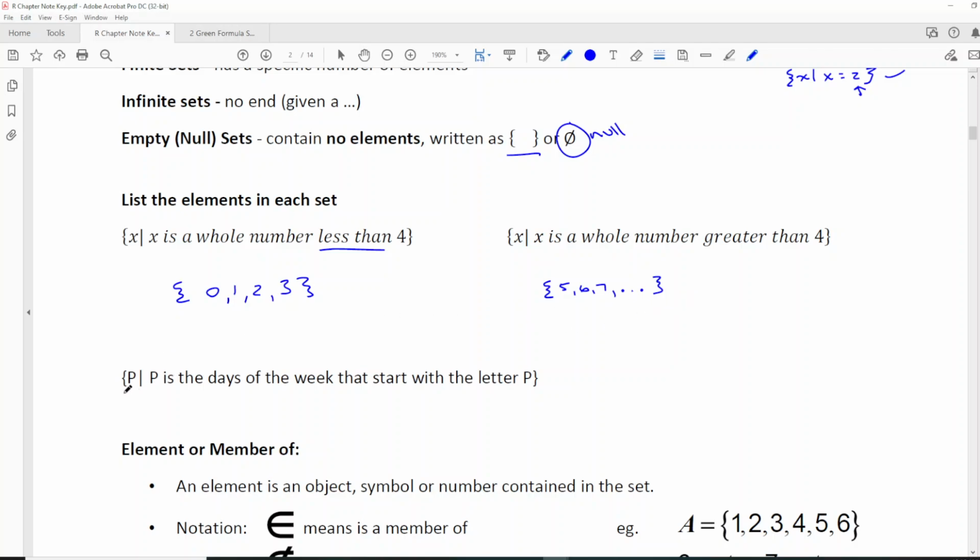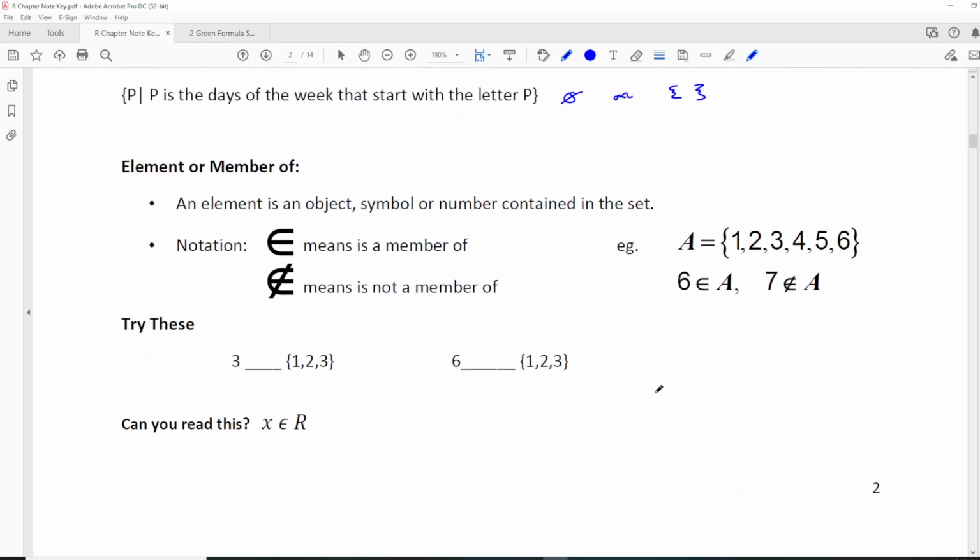The last one is the set of P, such that P is the days of the week that start with the letter P. Well, Saturday, Sunday, Monday, Tuesday, Wednesday, Thursday, there's no day of the week that starts with the letter P. So there are none. You can do a null sign, or you could draw empty set brackets if you like them, or you want to practice them. The only other piece of language that I want to talk about is this E.